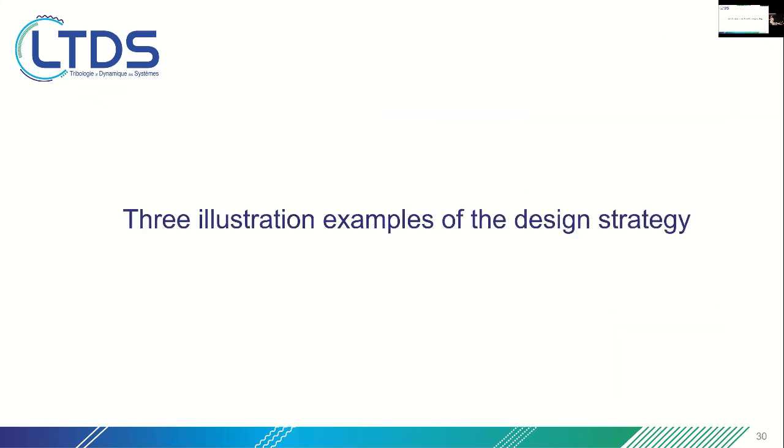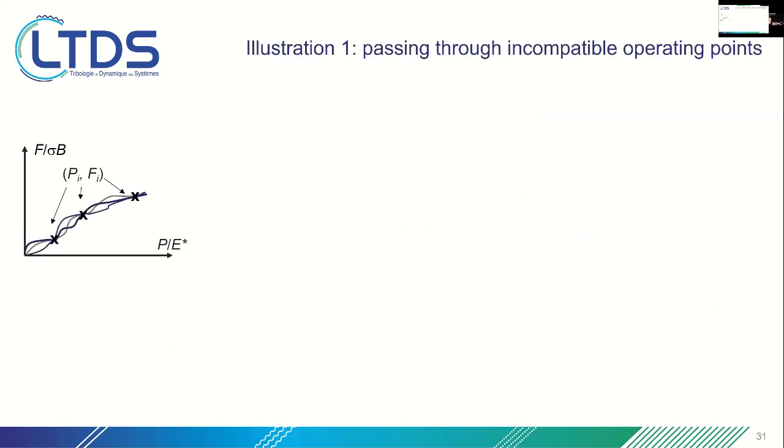Okay, let's come back to the three examples. Okay, so the friction law that goes through a number of operating points. An operating point here is a couple of normal force and friction force, which is a condition that we would like the friction law to go through, to be able to be accessible with our interface.